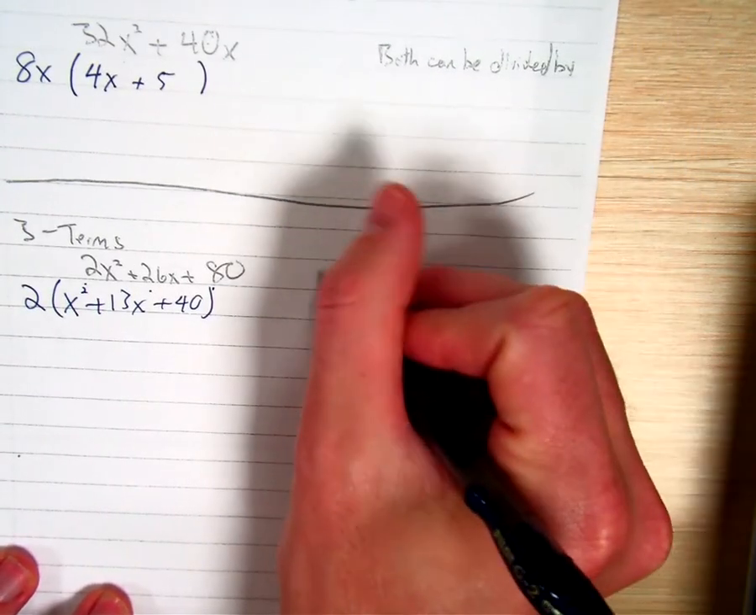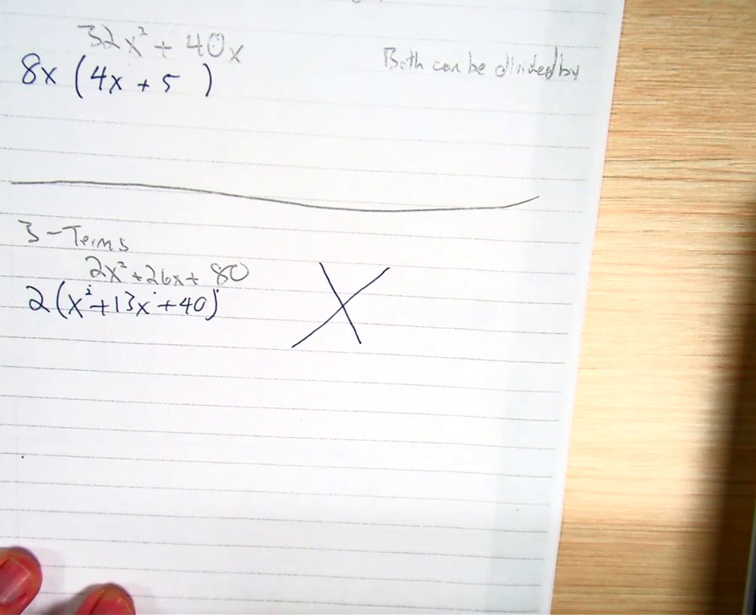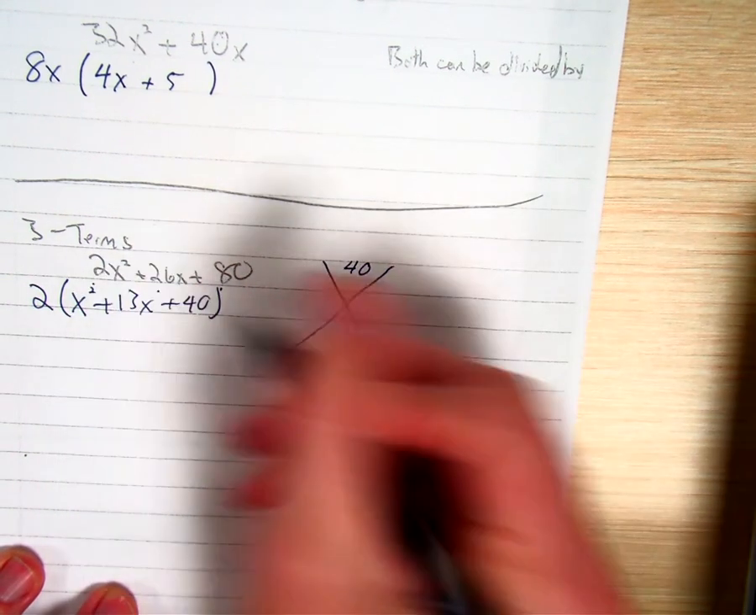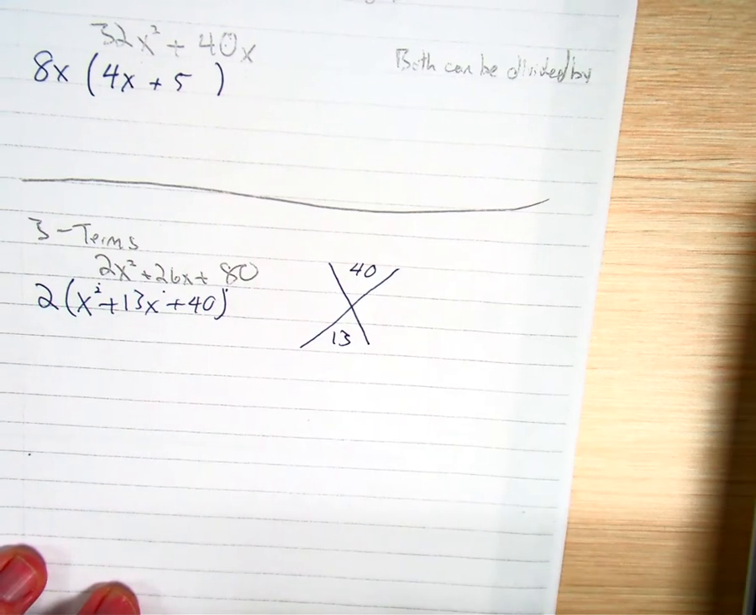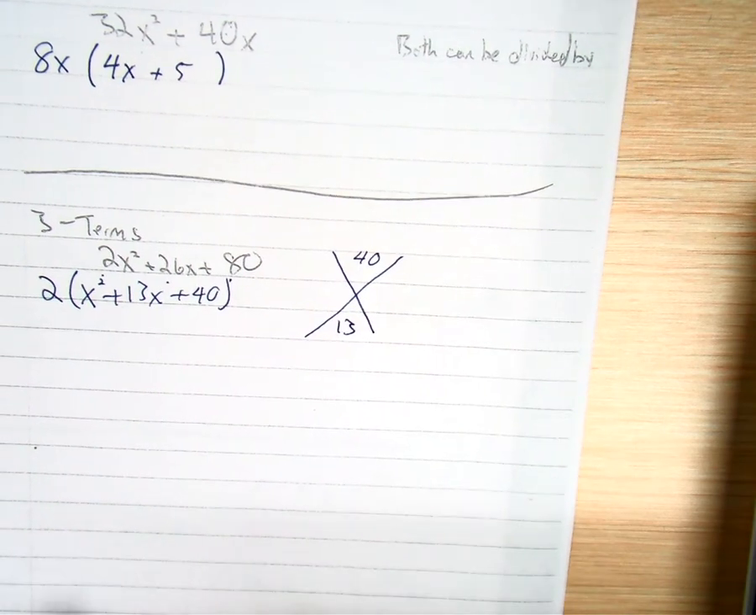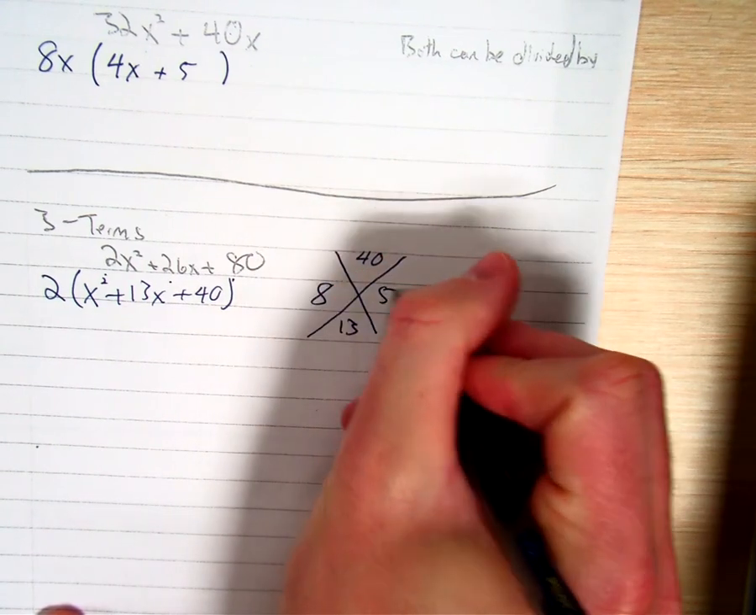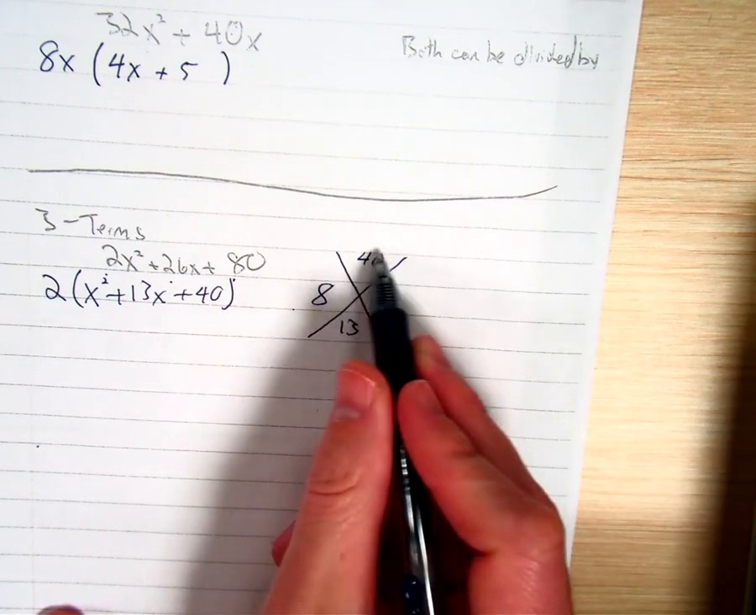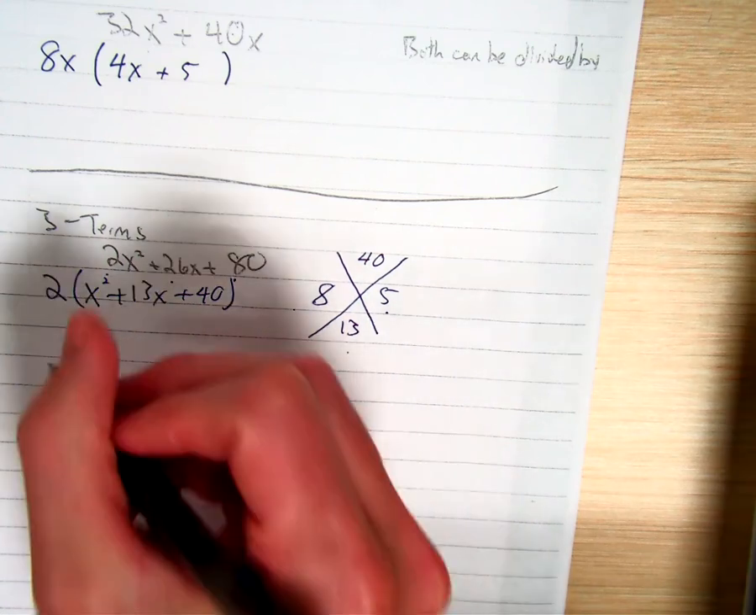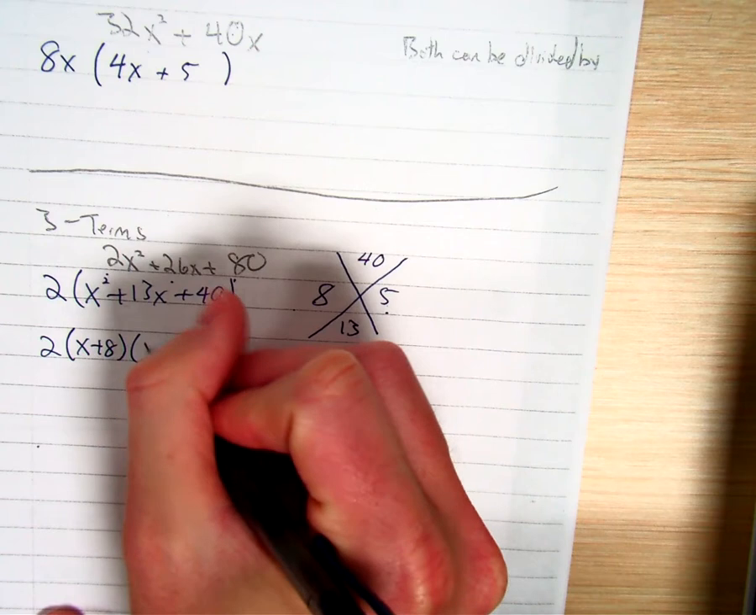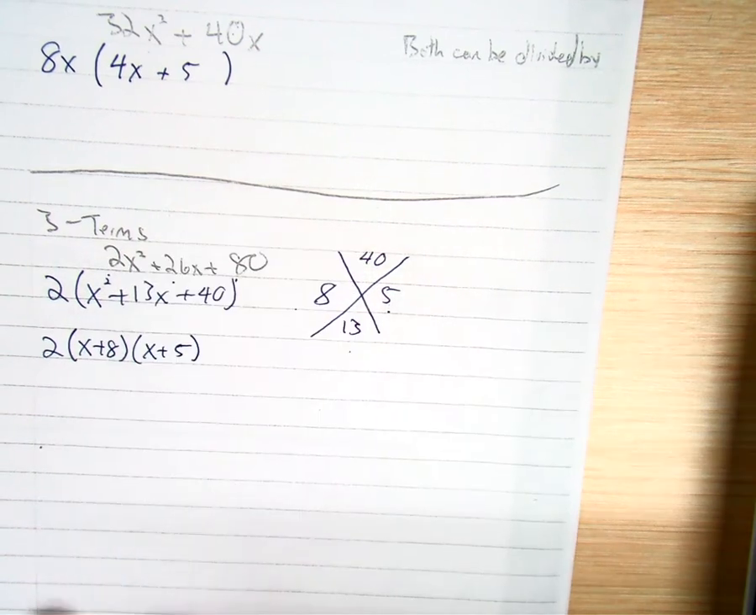Okay, we can use our magic x. What multiplies to 40 and adds to 13? Give me two numbers that would multiply to 40 and add to 13. 8 and 5. Positive 8, positive 5. That's going to multiply to 40. 8 plus 5 is 13. So we're going to have 2 times (x plus 8)(x plus 5). Okay.